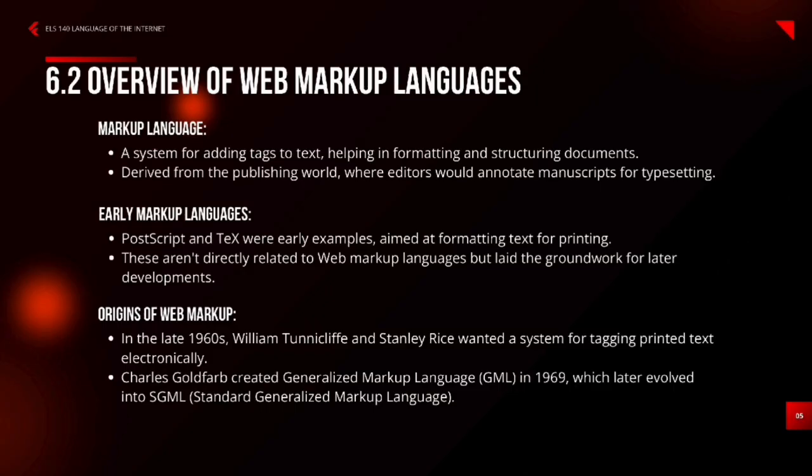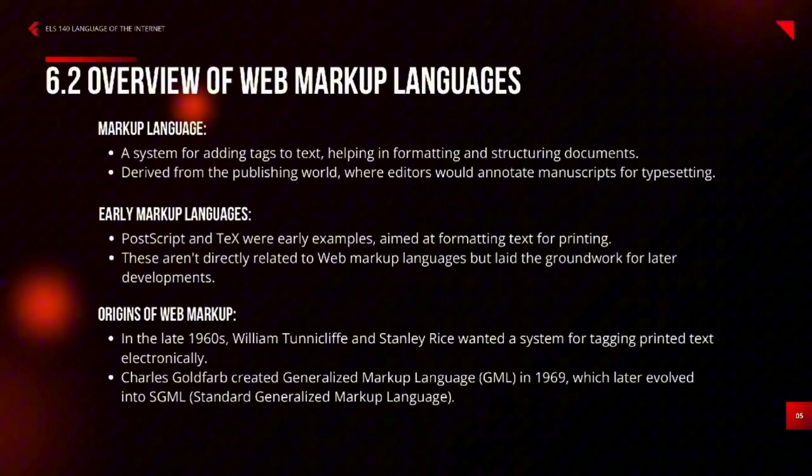So basically, markup languages organize and format text. Early systems like PostScript and TeX were for printed documents. Now, GML became the starting point for HTML, which powers modern web pages. As an analogy, you can think of markup languages like the instructions in a theater script. They don't perform the play, but guide how it should be presented.